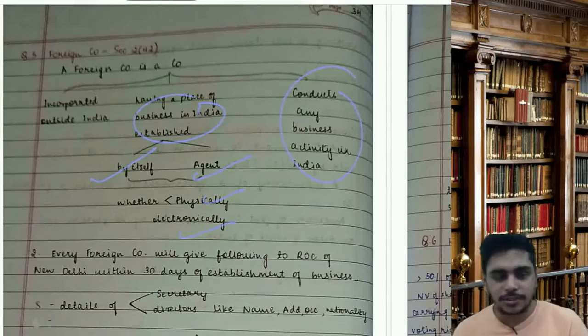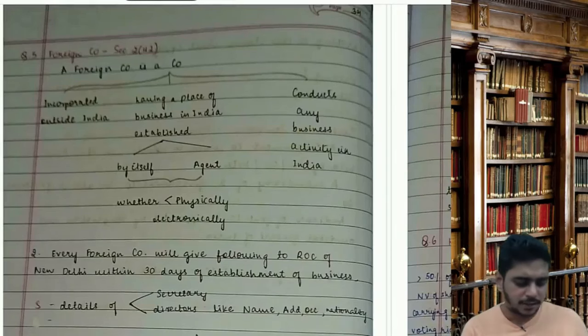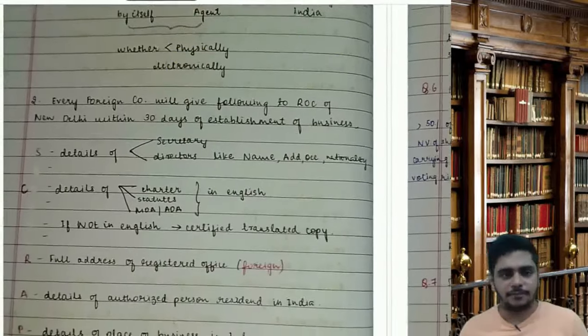All three conditions need to be satisfied: incorporated outside India, having a place of business in India established either by itself or through an agent, whether physically or electronically, and conducting any business activity in India.